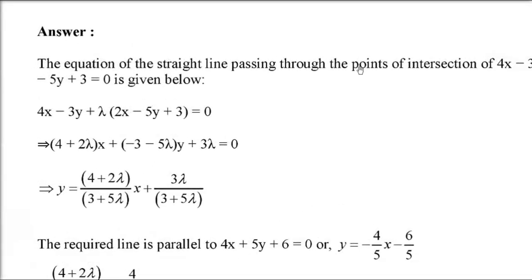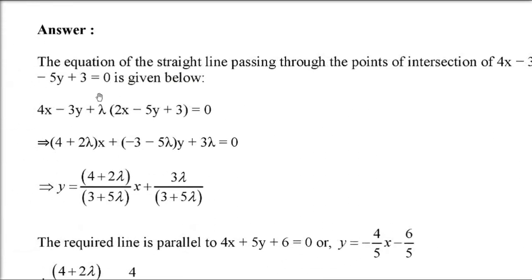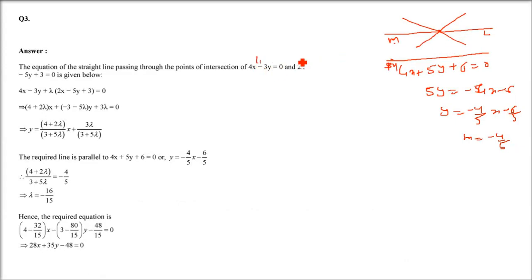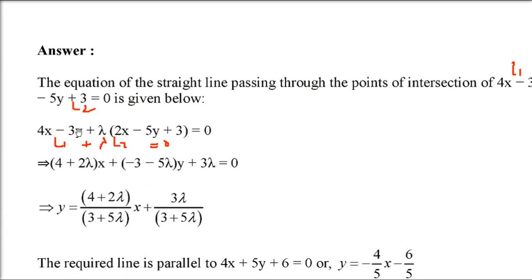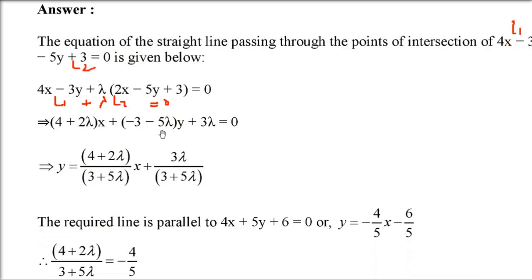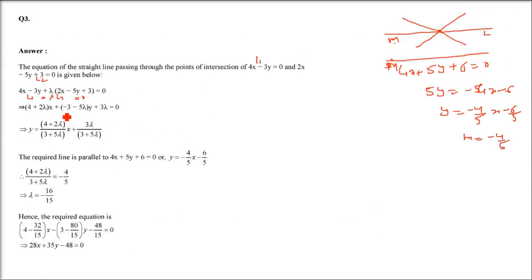What is the family of lines? You know L1 plus lambda L2. This equation is L1, this is L2. So L1 plus lambda L2 equals 0. Now, as I said in the previous question, you will take the x terms together, y terms together, and constant terms together. So it will come as (4 plus 2 lambda)x, minus (3 plus 5 lambda)y, and 3 lambda. Now in this equation, you present it in the form y equals mx plus c.